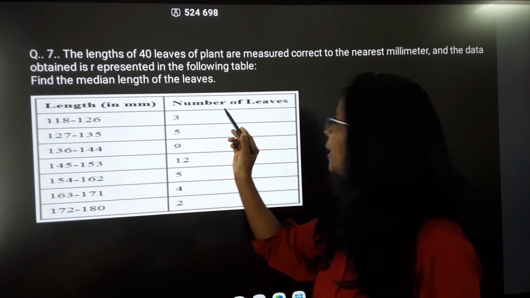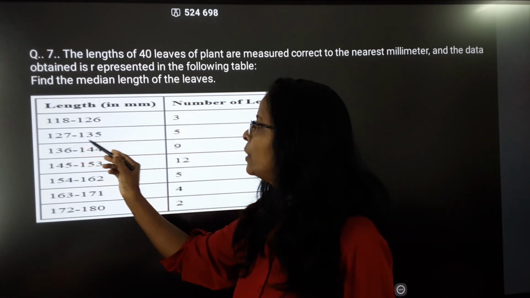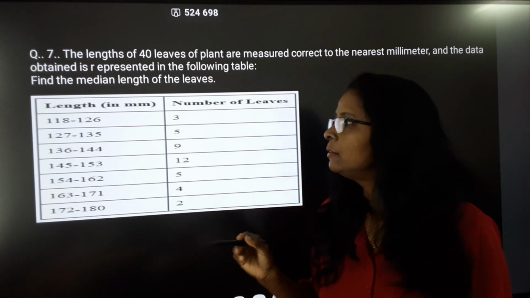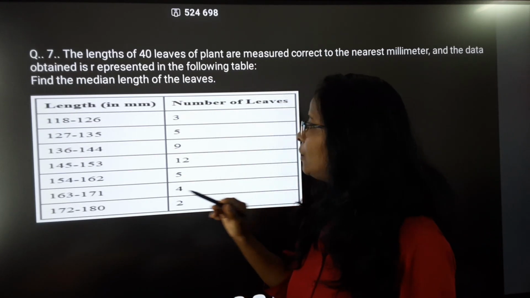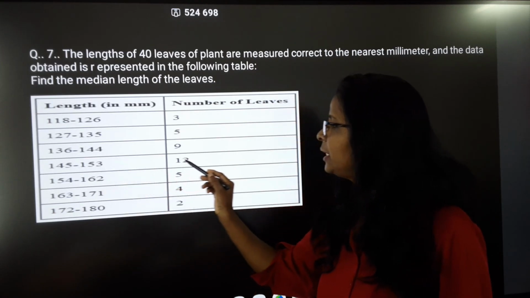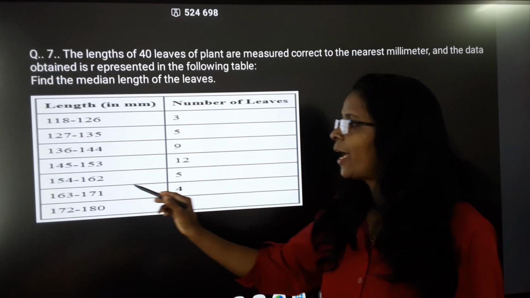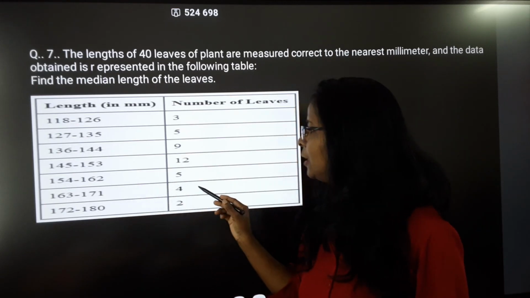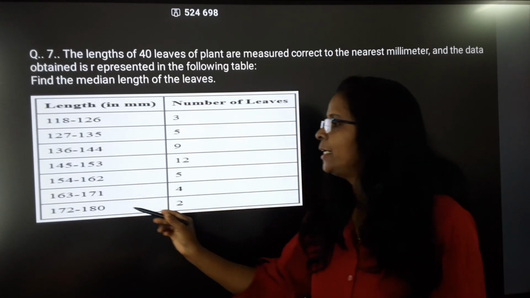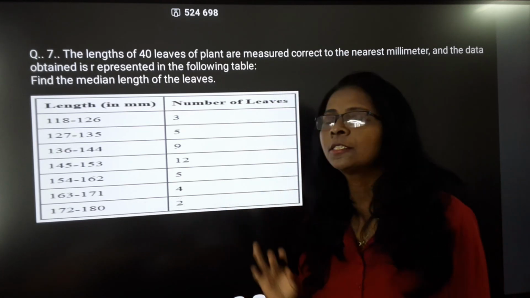to 126. And in the second column, the number of leaves is 3. 127 to 135 in length, there are 5 leaves. 136 to 144, 9. 145 to 153, 12. 154 to 162, 5. And 163 to 171, there are 4 leaves. And here 171 to 180, there are 2 leaves which are of such a length.